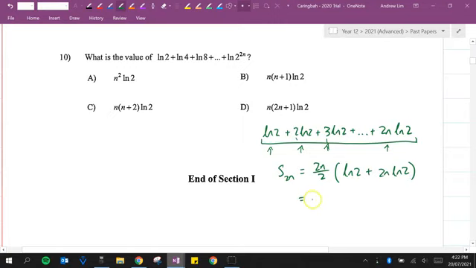So that's equal to n, and I might use square brackets here, let's factorize out an ln of 2, 1 plus 2n. Okay, so that looks like the answer is D. Okay, that's it for the multiple choice section of the Caringbah 2020 trial.